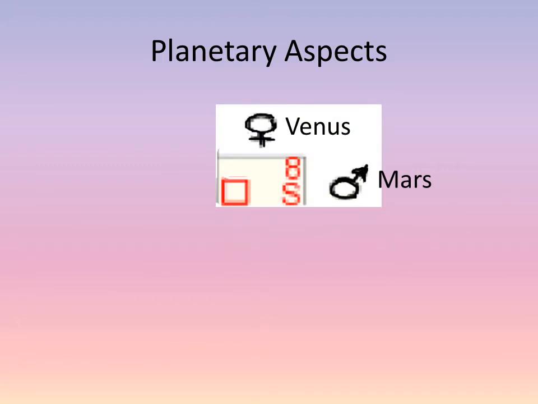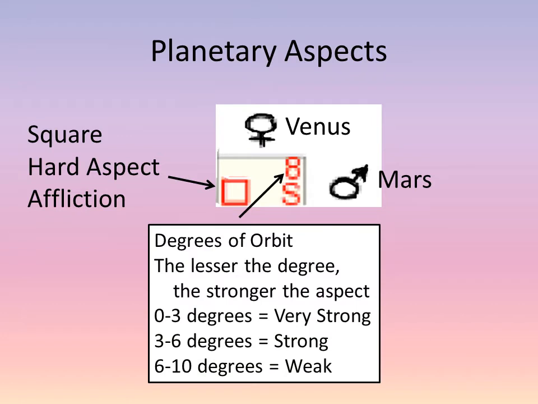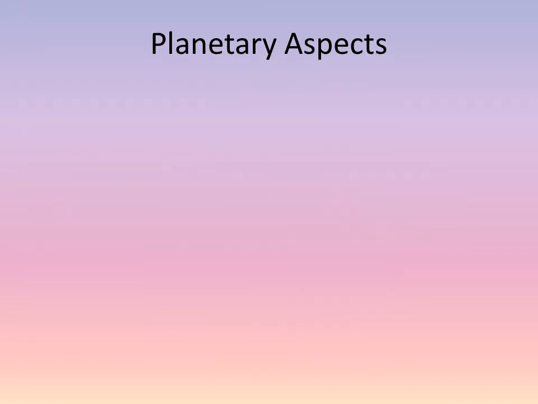So looking at one of the grids there, like a Venus and Mars, for example, with Harvey, is a square. This is what it looks like, a square, which is a hard aspect and an affliction. And the top number is the degrees of orb. The lesser the degrees, the stronger the aspect. So 0 to 3 degrees is very strong, 3 to 6 degrees is strong, and 6 to 10 degrees is fairly weak. So this is kind of a weak square, is what I would call it.